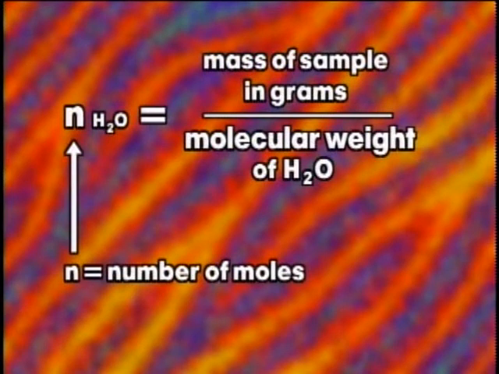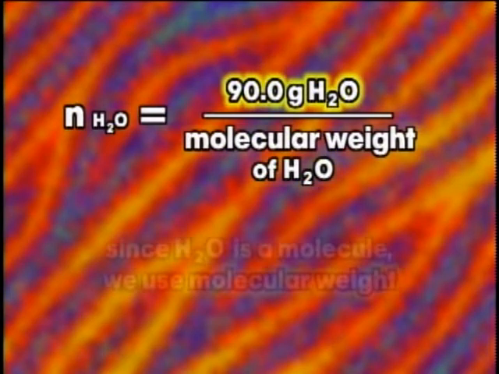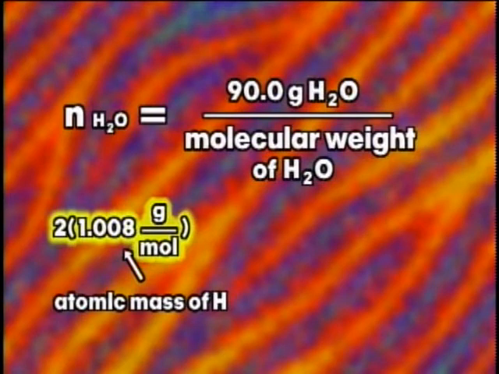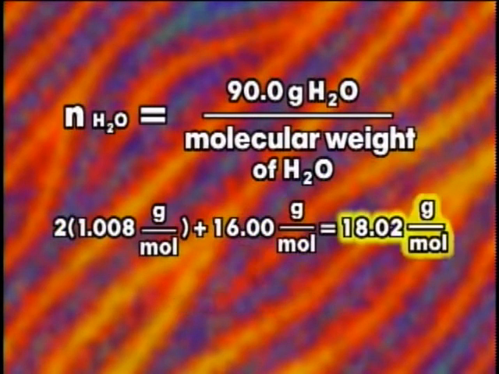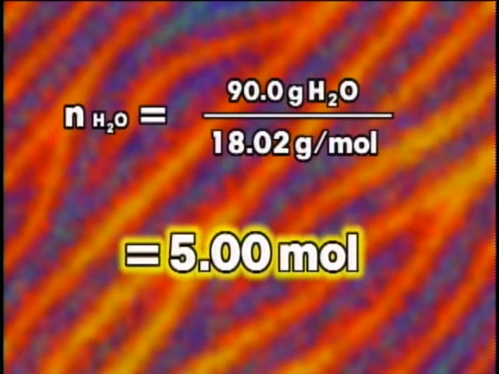Now we'll do the same thing to find out how many moles of water we have. Our sample, 90.0 grams, divided by the molecular weight of water. Since water is a molecule, we use molecular weight this time. That's 2 times the atomic mass of hydrogen plus the atomic mass of oxygen, which equals 18.02 grams per mole. So 90.0 grams divided by 18.02 grams per mole equals 5.00 moles.